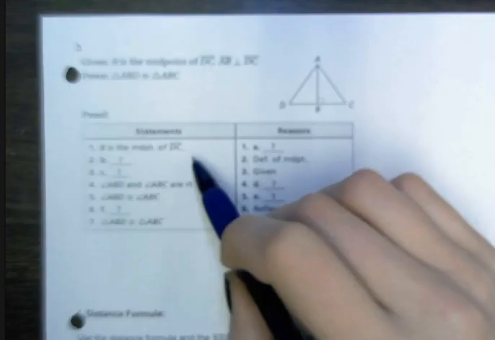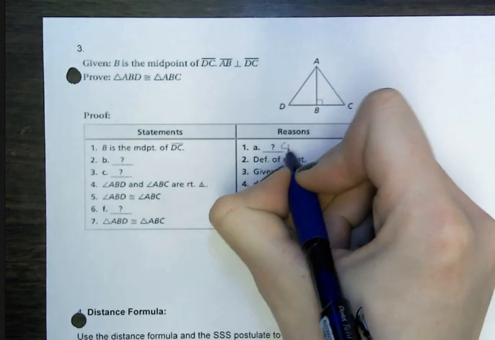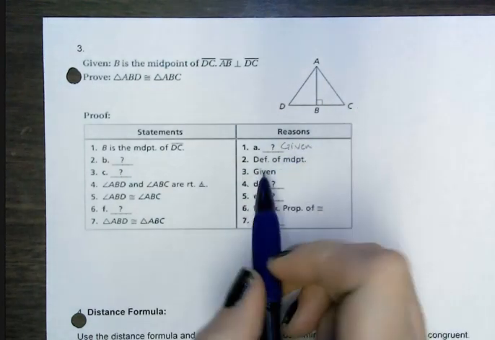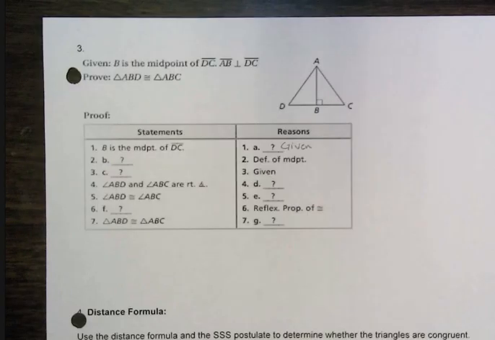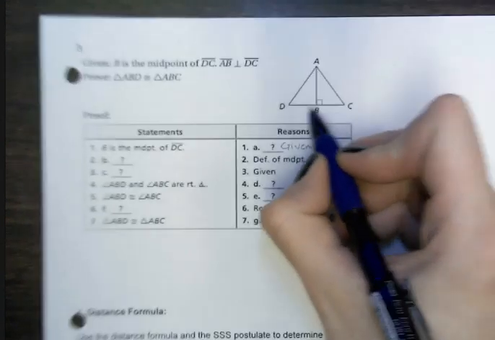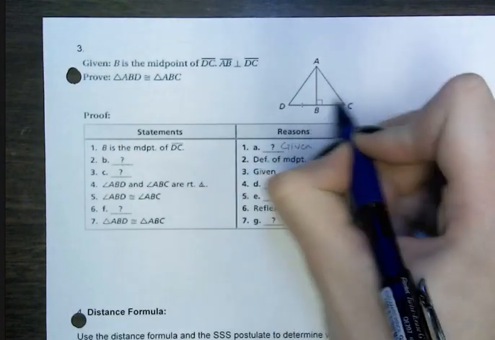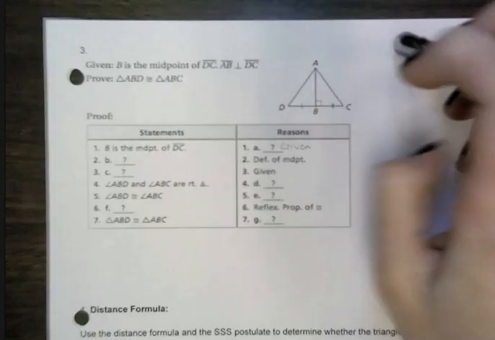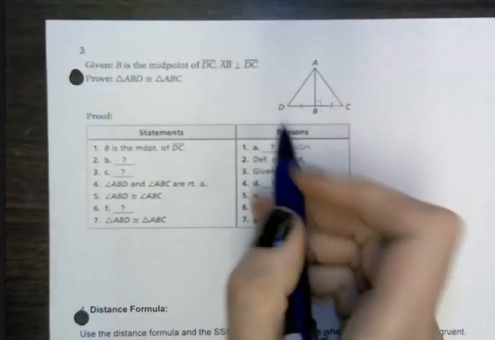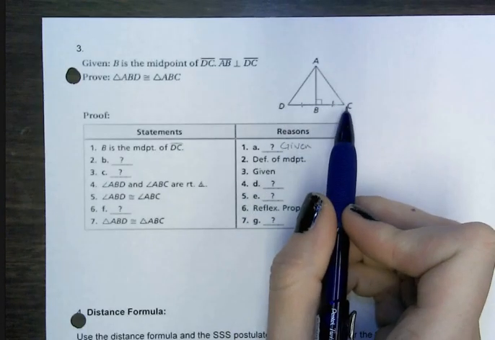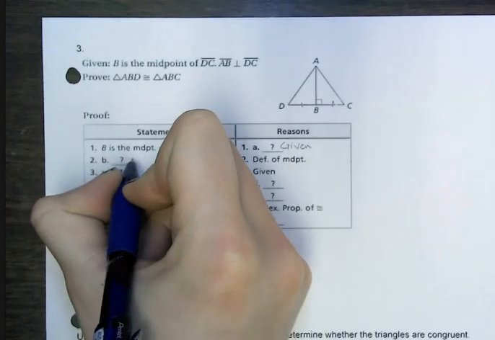Okay, B is the midpoint. That was something that was given to me. Now, what can I take away from that? So I'm going to use that definition to tell me something else about the picture. Well, midpoint means it's exactly halfway in between, which would mean that this half is exactly the same as this half. So I'm going to put a tick mark on each of those so I can say that DB is the same as CB from that definition.